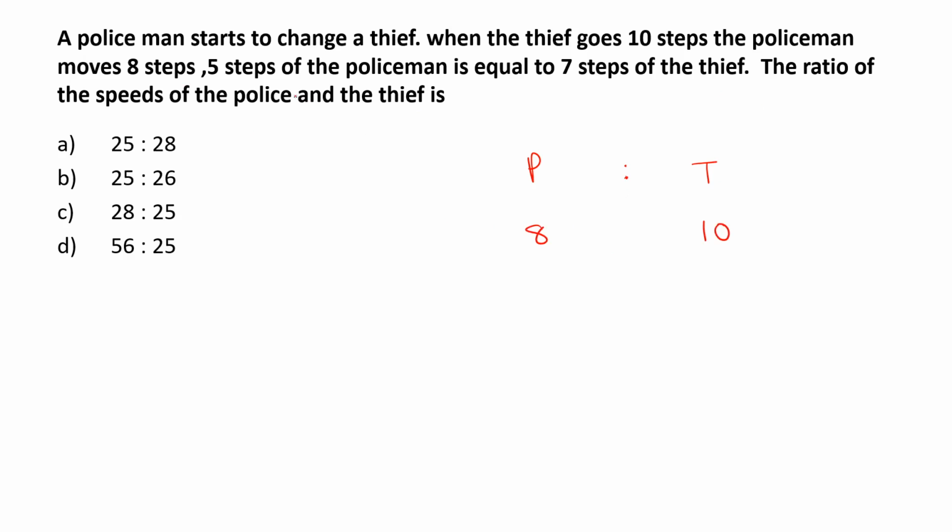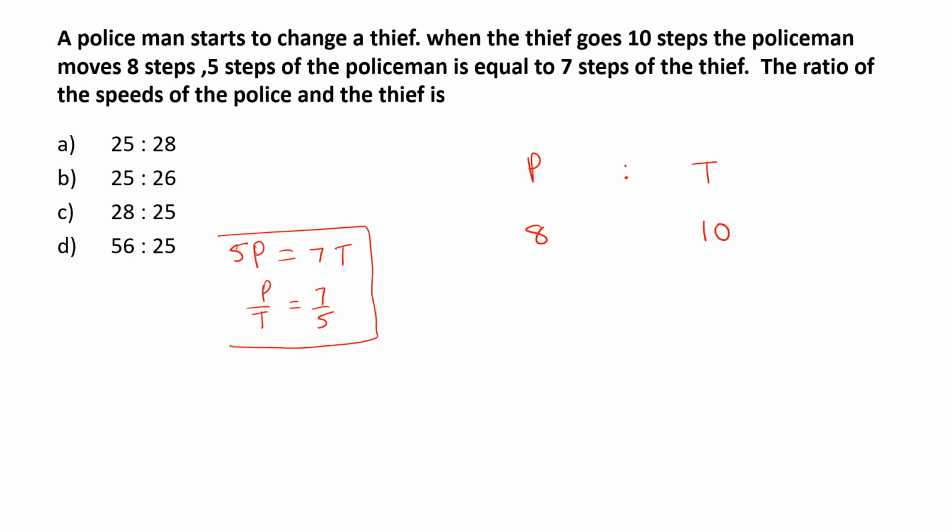But just look at the statements here. 5 steps of the policeman is equal to 7 steps of the thief. The distance covered by police in 5 steps is equal to that of the thief in 7 steps. In the previous videos we have learnt that when 5P is equal to 7T, then the ratio between P and T would be 7:5.